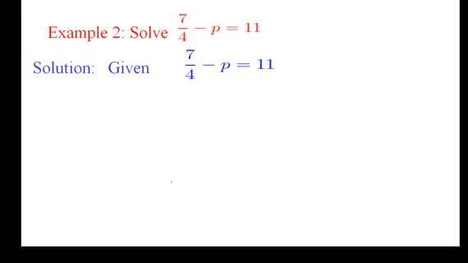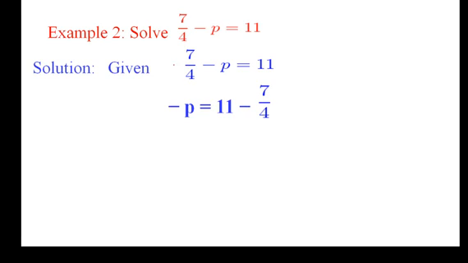Next, example 2. Solve 7 by 4 minus p is equal to 11. Now, which is the constant? We know that the number is the constant, that is 7 by 4. So 7 by 4 we have to transpose to the right side. Before that, write down the given equation as it is: 7 by 4 minus p is equal to 11. Now we have to transpose 7 by 4 to the right side. So left side minus p and right side value 11 as it is. This plus 7 by 4 becomes minus 7 by 4. Is it clear? Minus p is equal to 11 as it is. This 7 by 4 transposed to RHS becomes minus 7 by 4.